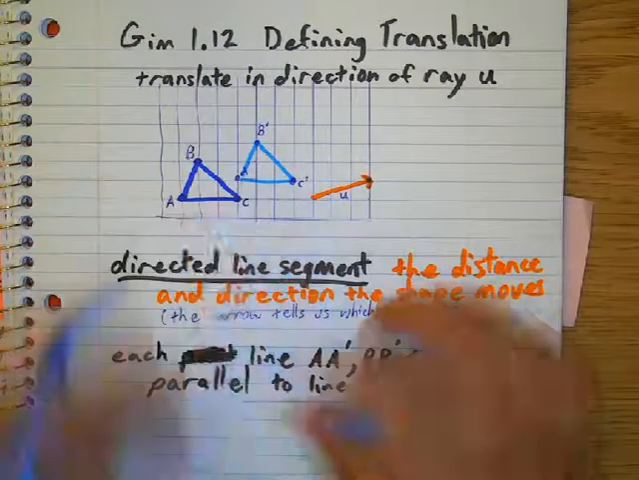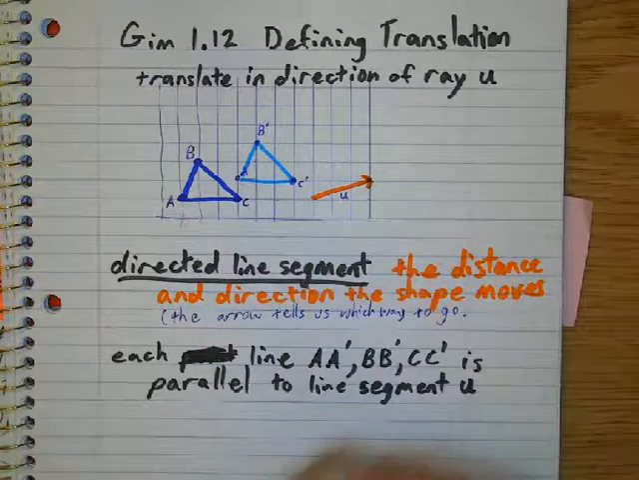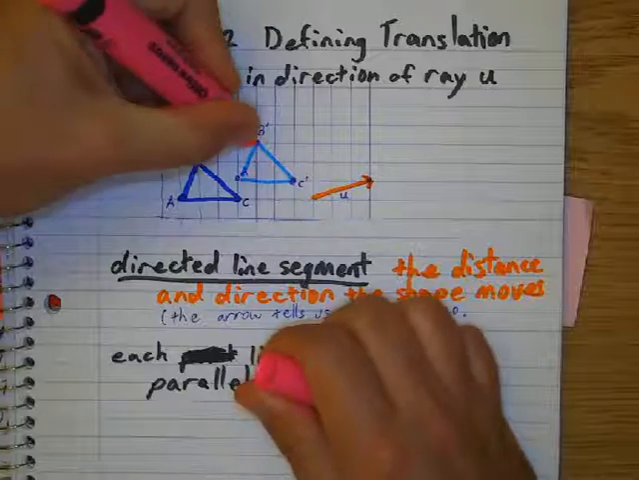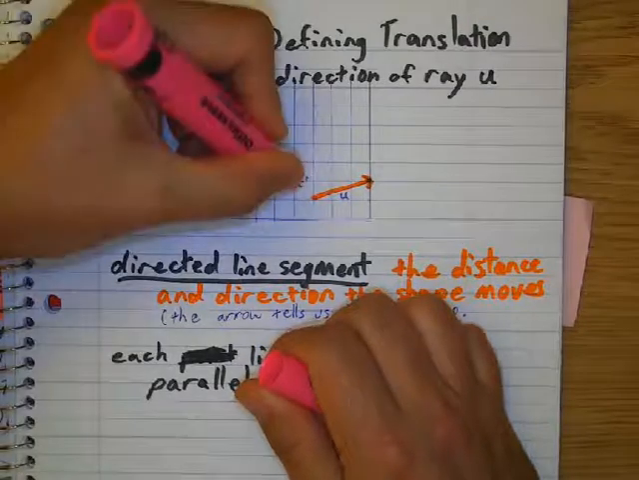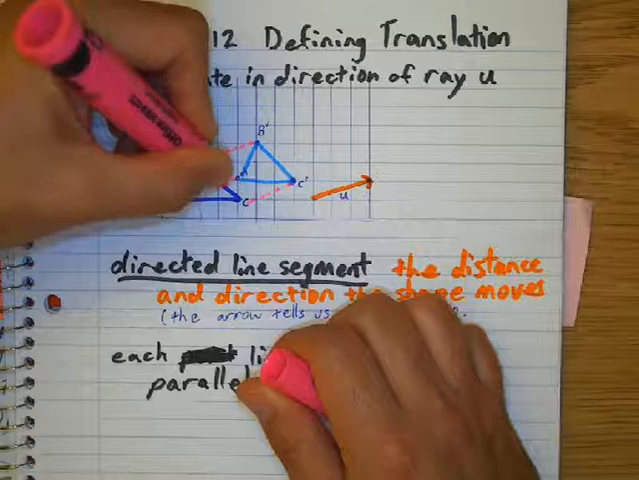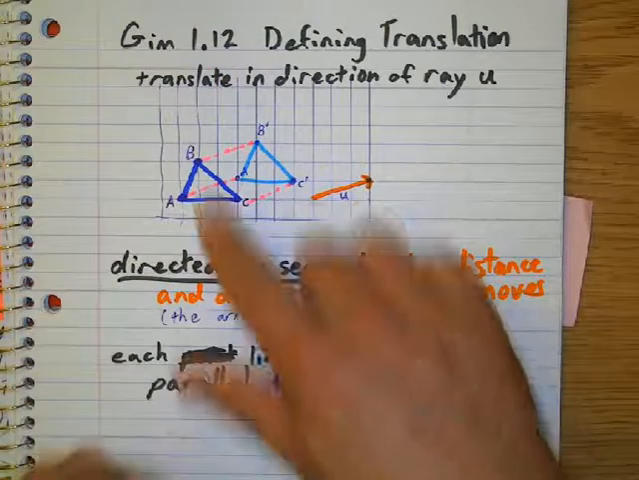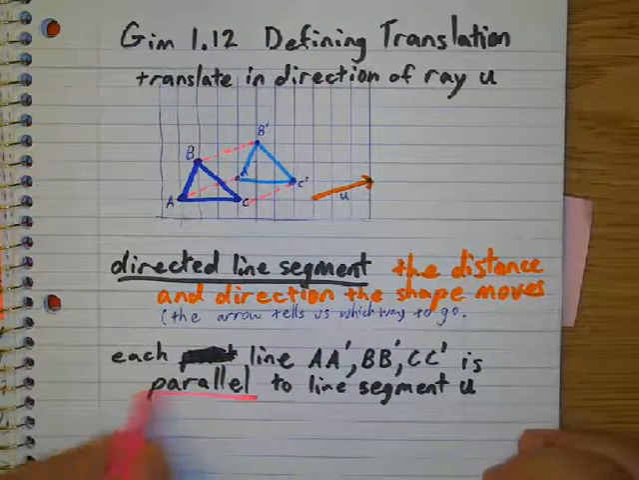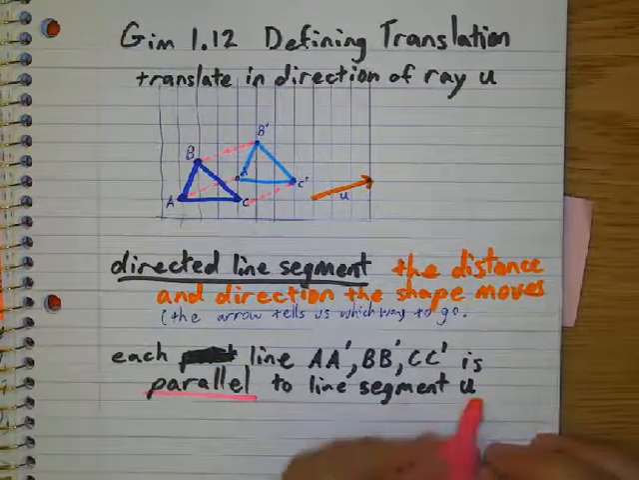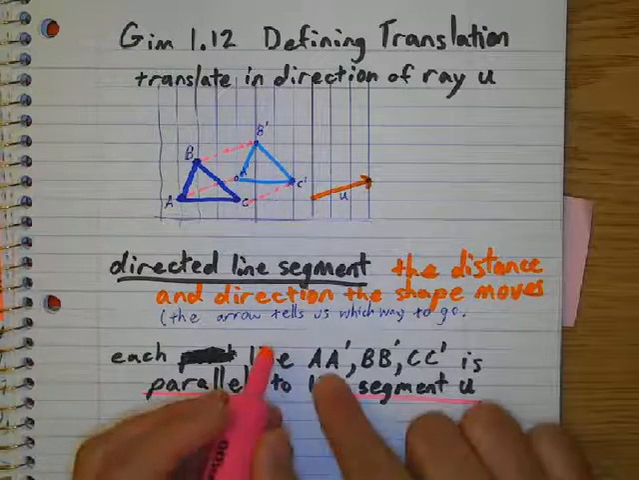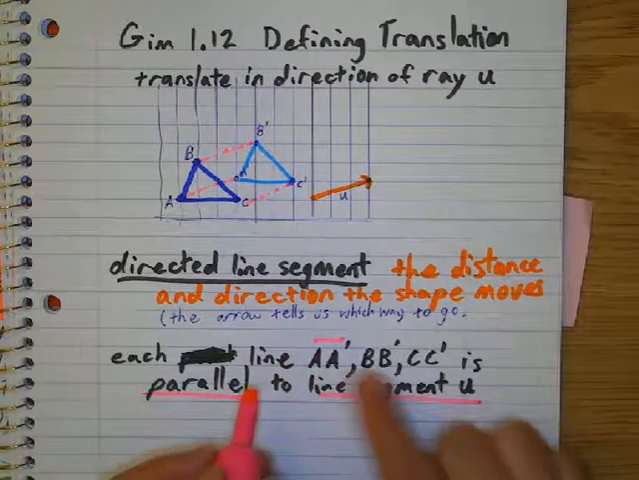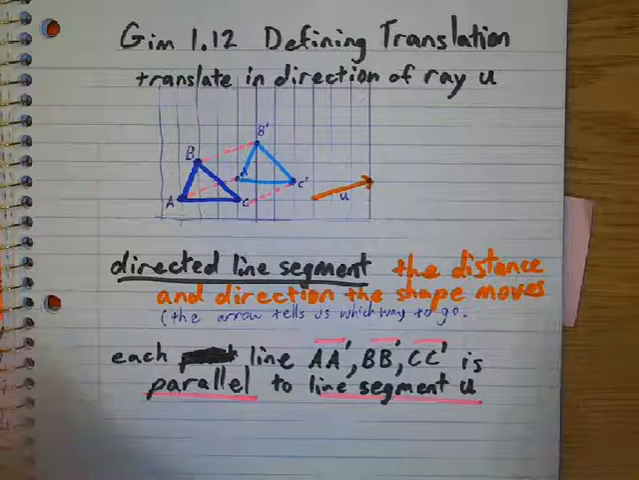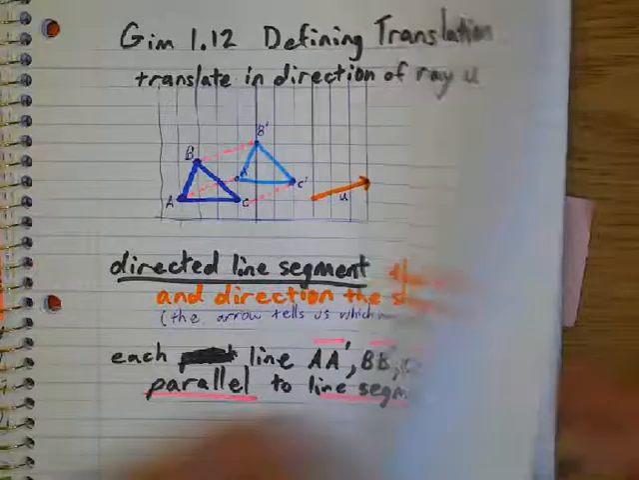Then I can connect those dots, and my triangle has moved over this way. Something interesting to note is that if I drew a dotted line between B and B prime, C and C prime, A and A prime, you're going to notice that all of those lines are parallel to the line segment u. So this represents the line from A to A prime, the line B to B prime, and the line C to C prime. All right, now we're going to talk about rotations.